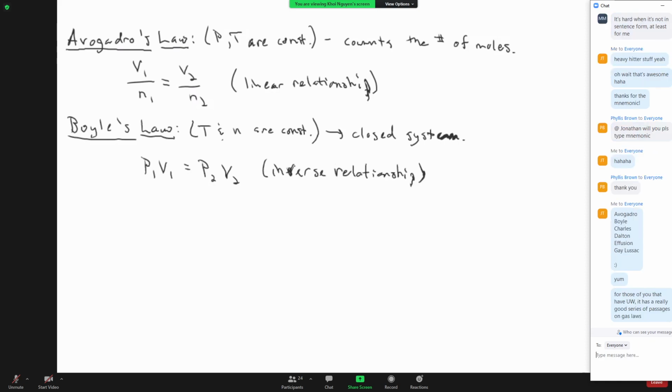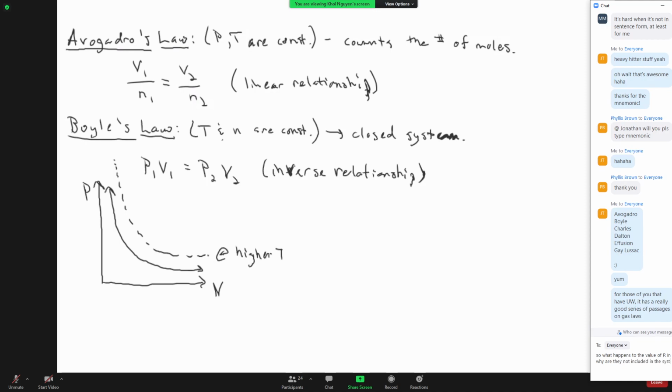As you increase pressure, volume will decrease proportionally and vice versa. Just realize that if you had a PV diagram, it'll look like so. And then if you had a higher temperature, everything will raise up. This is at a higher temperature, so you know what's happening in the system.